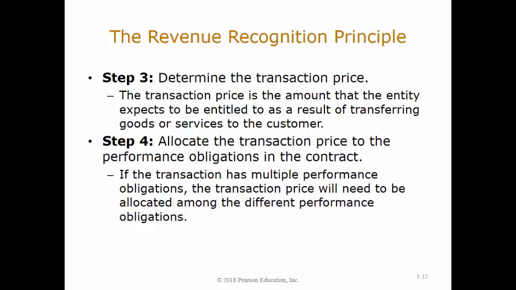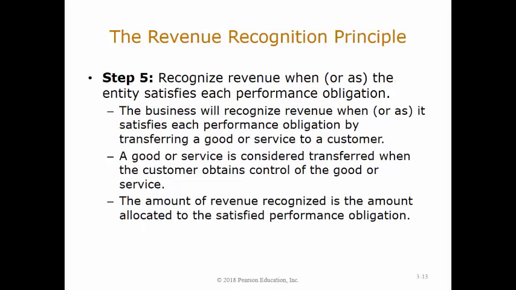The transaction price is the amount that the entity expects to be entitled to as a result of transferring goods or services to the customer. In step 4, allocate the transaction price to the performance obligations in the contract. If the transaction has multiple performance obligations, the transaction price will need to be allocated among the different performance obligations. Step 5, recognize revenue when or as the entity satisfies each performance obligation.